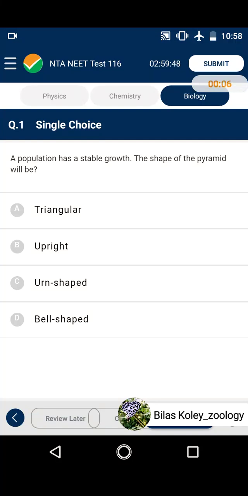Now we will discuss the first question. A population has a stable growth. The shape of the pyramid will be, and the options are triangular, upright, urn shaped, and bell shaped. In this question, the right option will be option D, bell shaped.